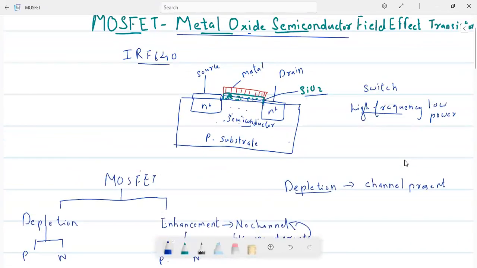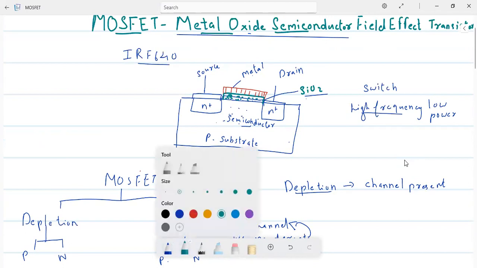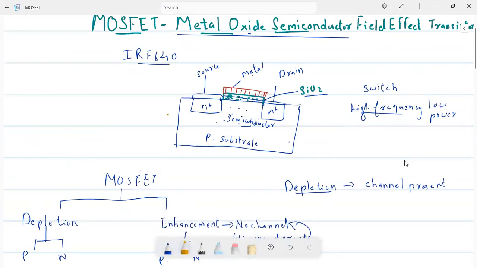Here we can see between this source and drain, there is no channel. Nothing is there between this source and drain. Suppose there is a channel inbuilt, an N minus channel inbuilt between this source and drain. We can tell it as a depletion type. Channel is not present, enhancement. Channel is present means it is depletion. So this is now a depletion type MOSFET.